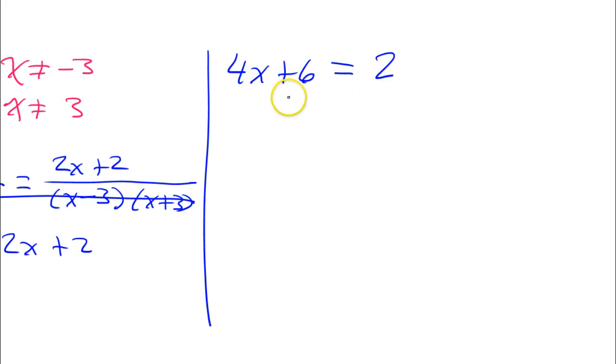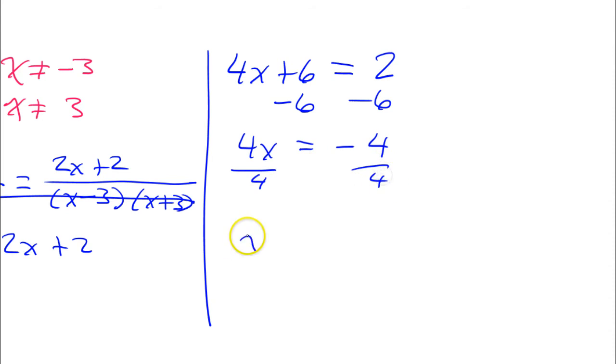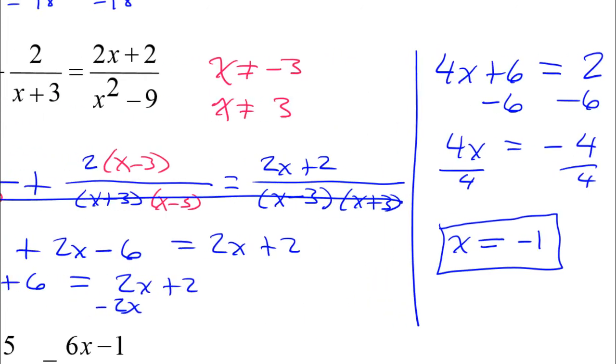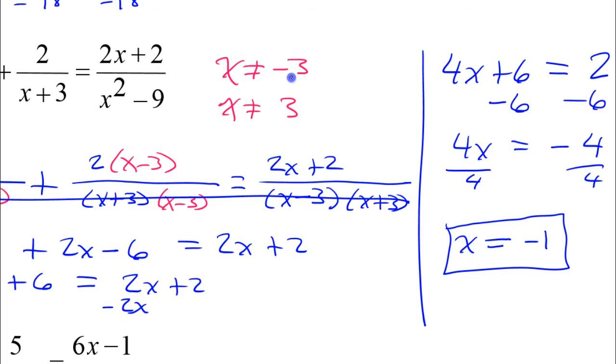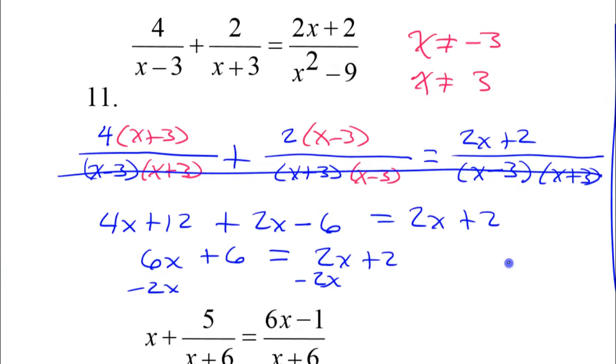Okay, so now I need to subtract 6 from both sides. I'm just going to get x by itself. So that'll be 4x is equal to negative 4. And then when I divide both sides by 4, I get x equals negative 1. So that's the answer, as long as it's not excluded. So I look back and nope, it's not excluded, so that's the answer to number 11.